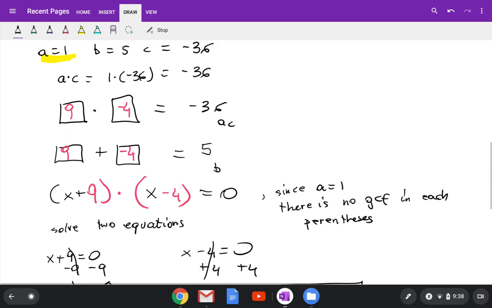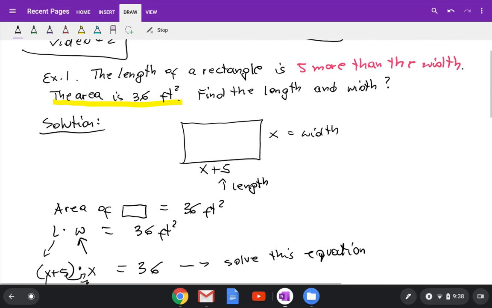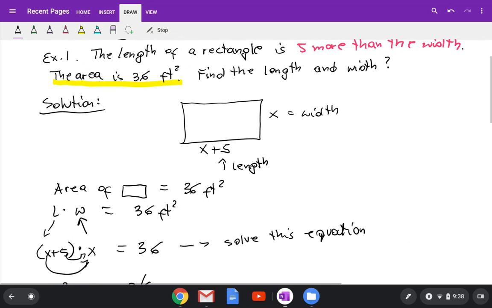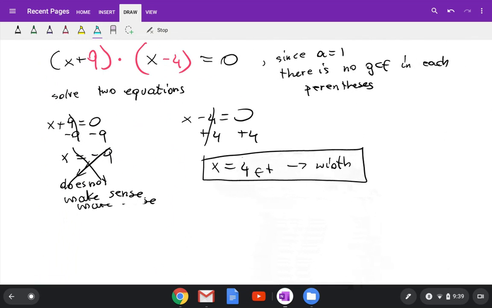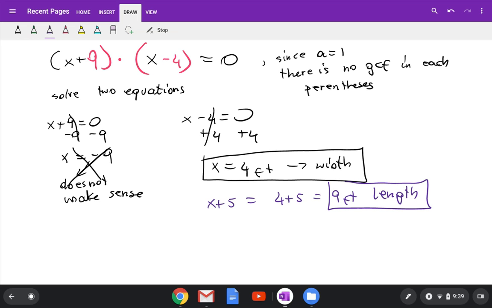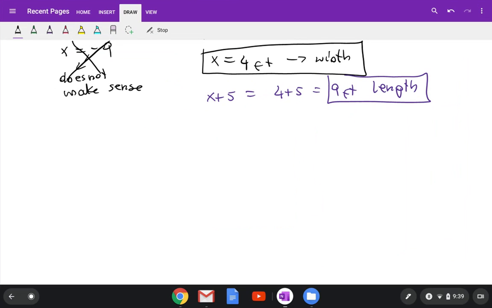And when you find the width, don't forget that in the problem they ask you to find the length and width. So to find the length, you need to add 5 to x. So length was x plus 5. In our case, it's 4 plus 5, which is 9 feet. That's the length. So here we go. We have the dimensions of the rectangle. 4 feet is the width, 9 feet is the length. Okay, so that's one of the examples which I want to go over.